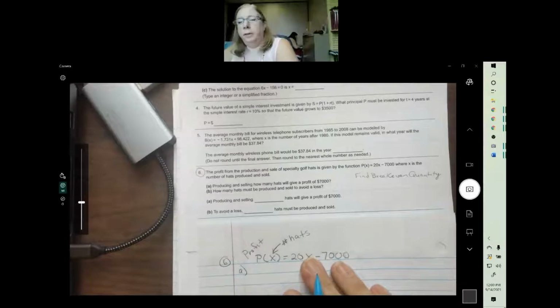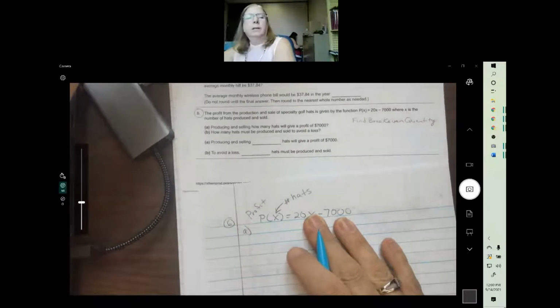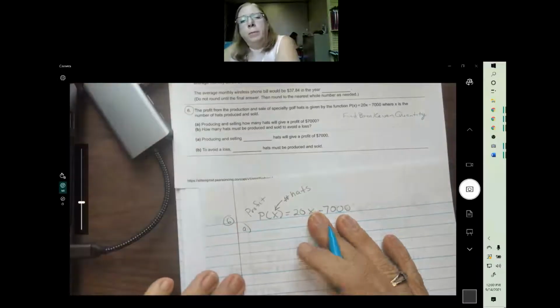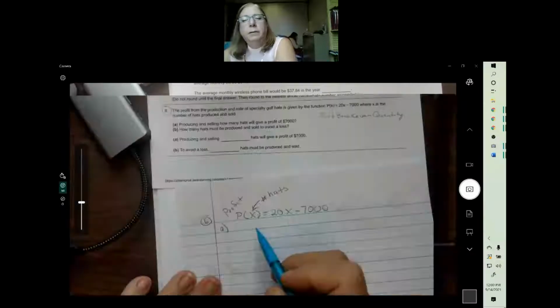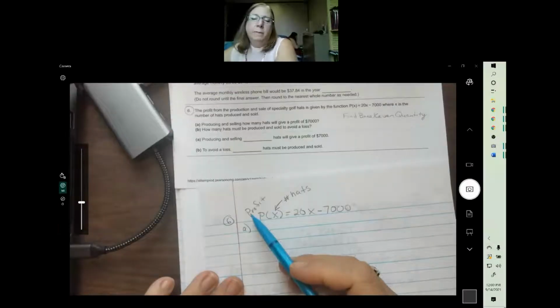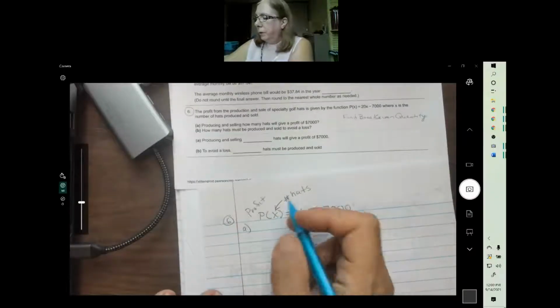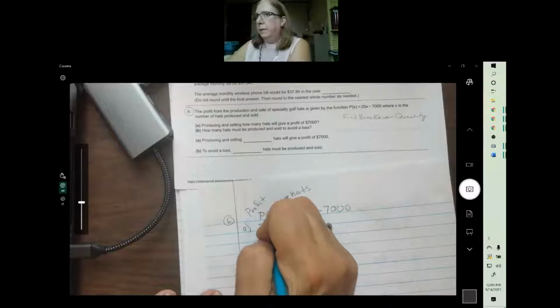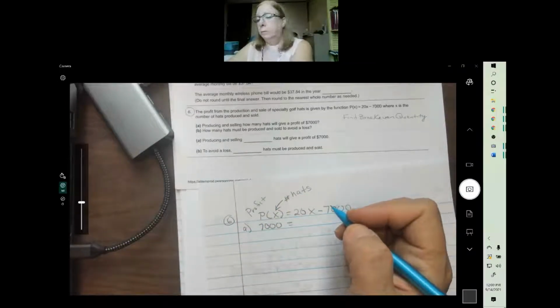Well, if we think about it, if we're producing and selling, we want profit of 7,000. That goes in for profit. So see what you're given. Since we're given profit, we're plugging it in for P of X, which is 7,000. If they gave us the number of hats, then we would plug that in for X.